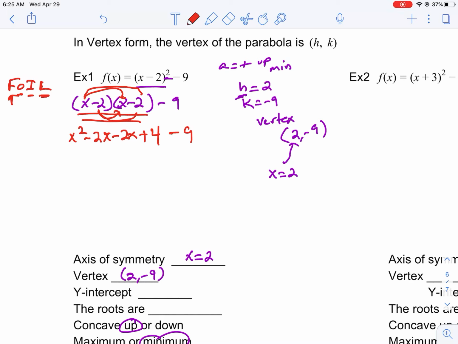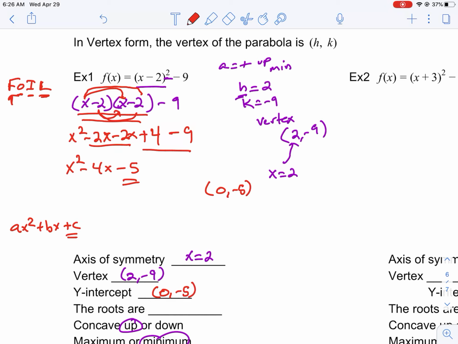Okay? So let's clean this up. Collect like terms. I can collect these two. I can collect these two. So now I have a quadratic, and we know the y-intercept is right there. It's the c. So now we're in the ax squared plus bx plus c form. So that's the y-intercept, which is 0, 13. So we can put that in there.